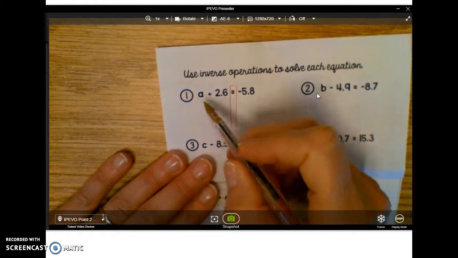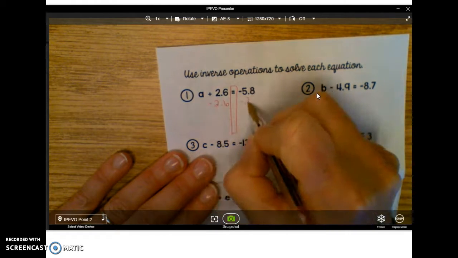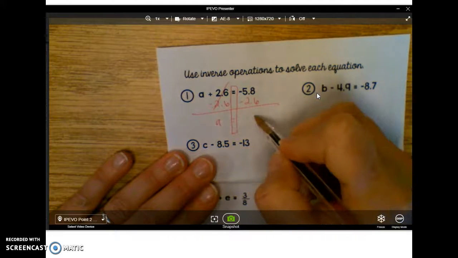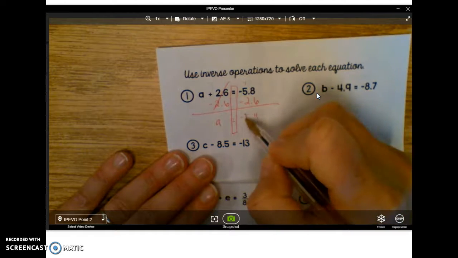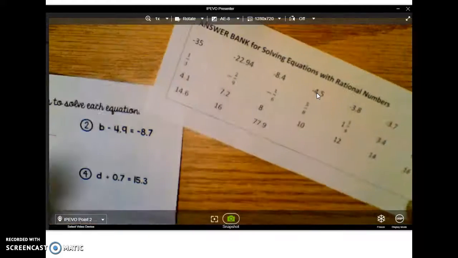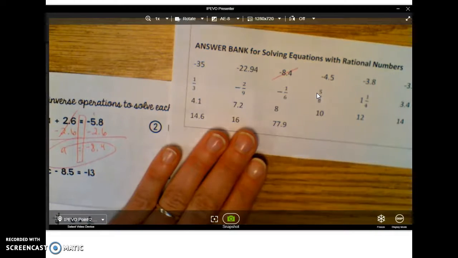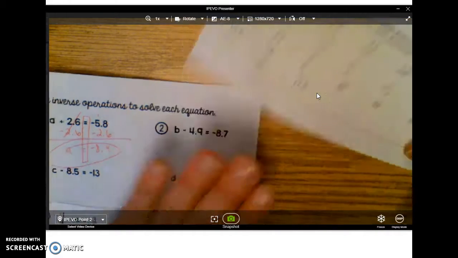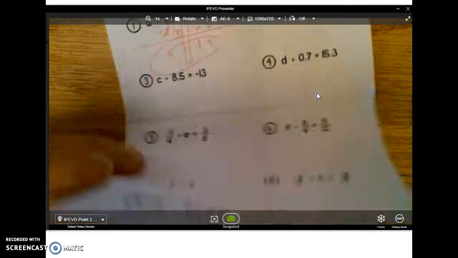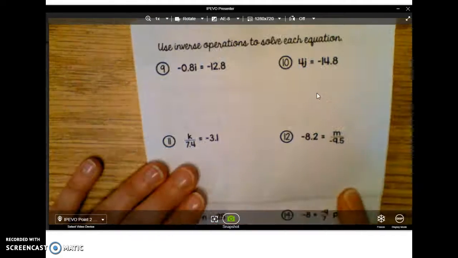So if your variable is a and there's a plus 2.6, remember you're going to do the opposite. You're going to subtract 2.6. And then in this case, we have to be careful that we're adding this correctly. You should get negative 8.4. The answer bank that I have given you should have that answer negative 8.4 for you to cross off. And that's just a way for you to check as you go along. There are fractions, so feel free to use your calculator for those. There are some multiplying and dividing one-step equations for you to try.